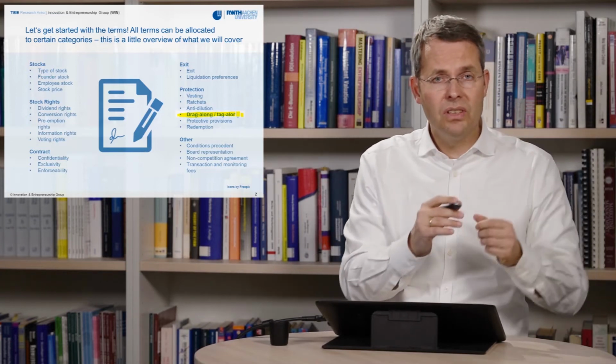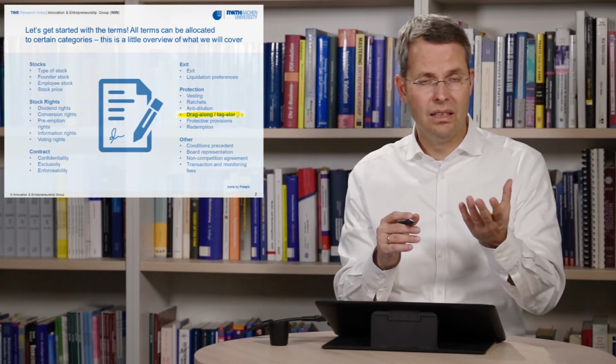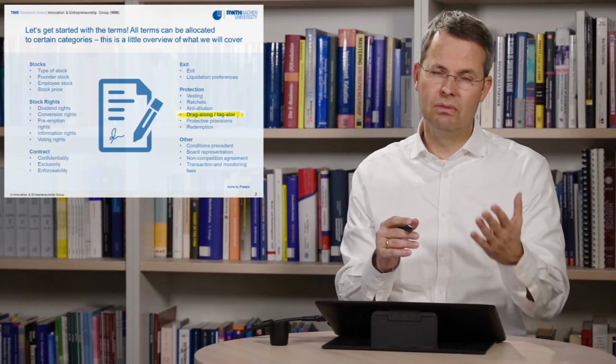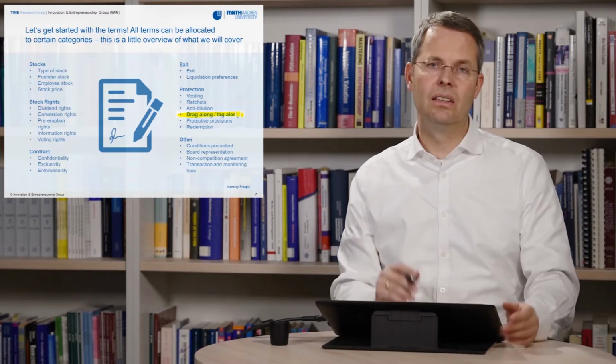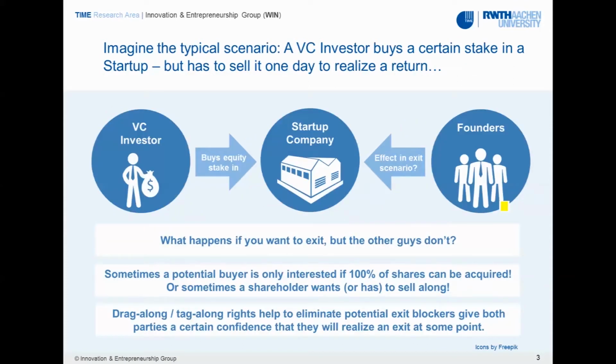In order to get that return, he needs to exit. In order to exit, he might need to drag you to exit. That's the drag along right. And the tag along is the opposite. Let's look at that more closely.